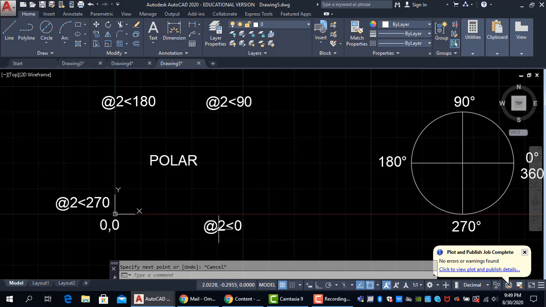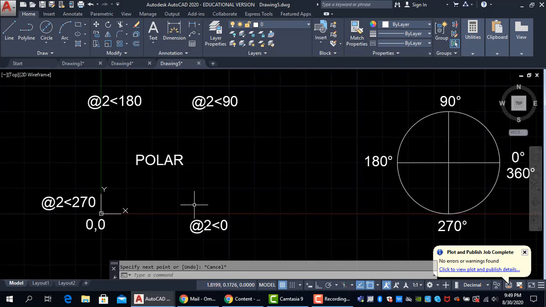Notice that all of them have 2, 2, 2, and 2, because we're going 2 this way, 2 that way, 2 this way, and 2 this way. Notice that I don't have negatives. So what is going to give the direction to my lines? The angle is going to give the direction to my lines. All right? So let's do line.